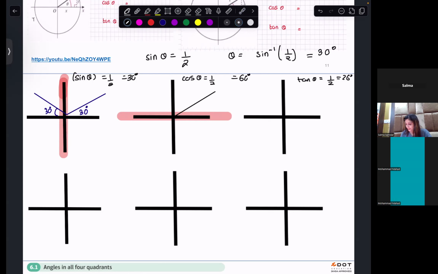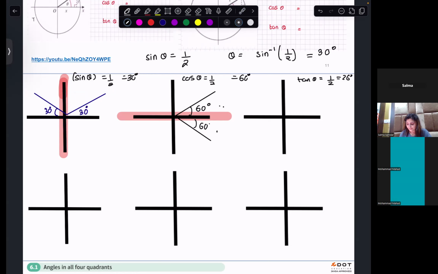So the reflex will be over the x axis. This is the y axis, so we have the reflex over the y axis. This was the x axis, so we have the reflex over the x axis. So if I have cos 60, even in the fourth quadrant 60, both will be positive.